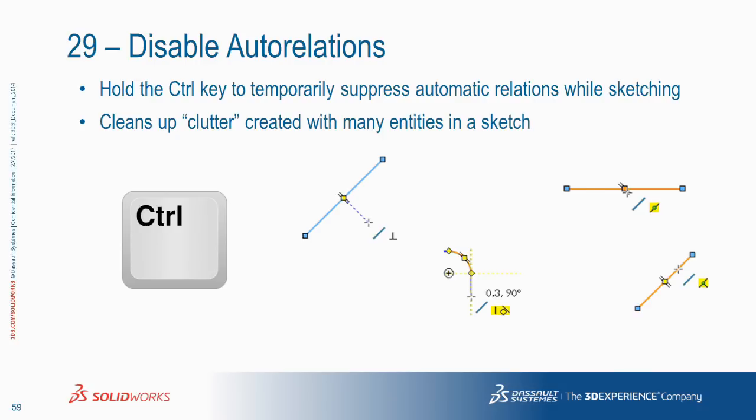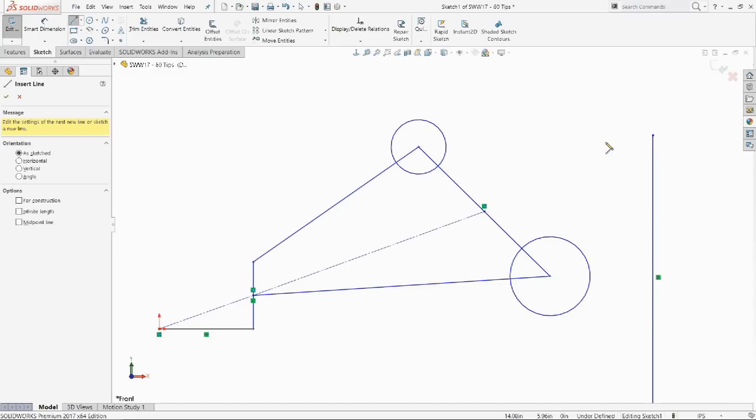So auto relations, once you start sketching, you then get all of these hash marks coming up or dashed lines all over your screen. If you have a sketch that has a bunch of entities in it, this can get very annoying. And this can be disabled by holding the control key, right? So these auto relations are disabled as you hold the control key.